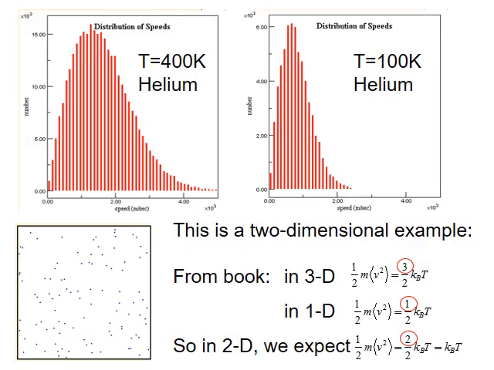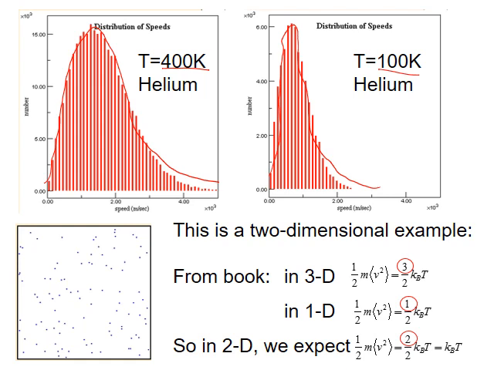Distributions of velocities for particles at different temperatures. On the left, what you're looking at is a distribution of speeds for helium particles at 400 Kelvin. And on the right is a distribution of helium particles at 100 Kelvin. And what we notice is both of them have a slightly skewed Gaussian distribution because it can't be perfectly normally distributed because the particles sort of pile up close to having a speed of 0.